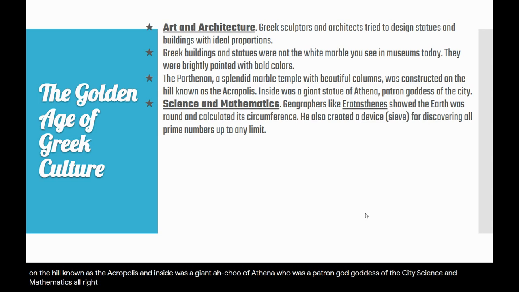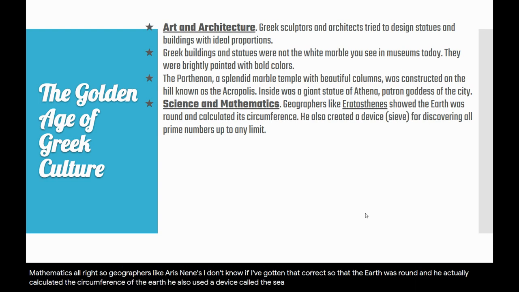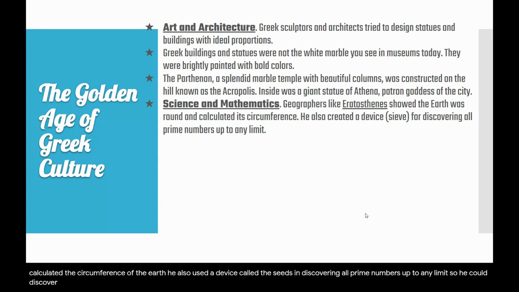Science and mathematics. All right, so geographers like Eratosthenes, I don't know if I've gotten that correct, showed that the earth was round, and he actually calculated the circumference of the earth. He also used a device called the sieve in discovering all prime numbers up to any limit. So he could discover prime numbers from math.